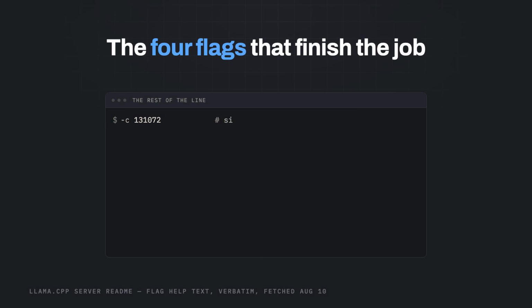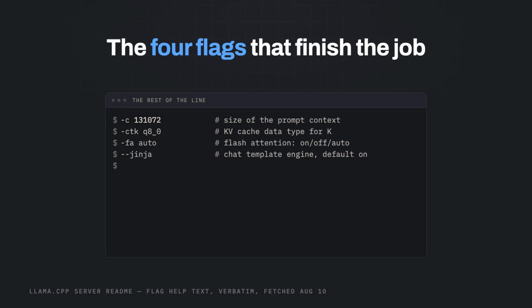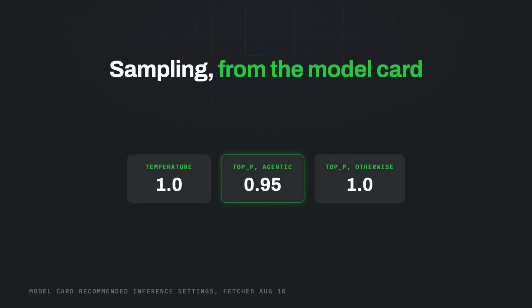4 more and you're done. -C for the context length, -CTK to set that 8-bit cache we costed out, -FA for flash attention, and the Jinja flag for the chat template, which is on by default. Sampling settings come from the lab. Temperature 1.0, and top P at 0.95 for agent work, or 1.0 for everything else. Don't improvise here, they tuned it.